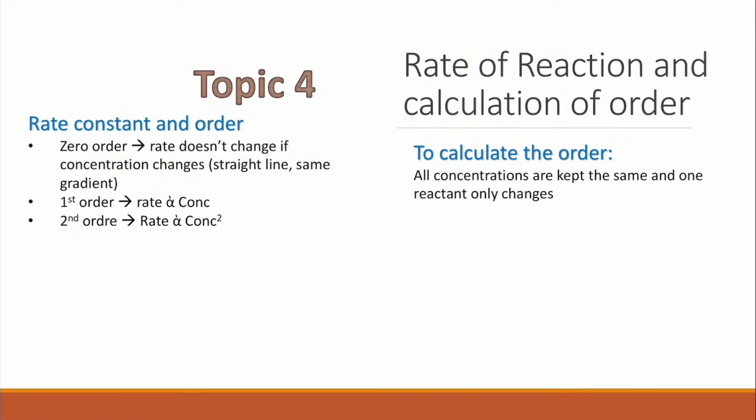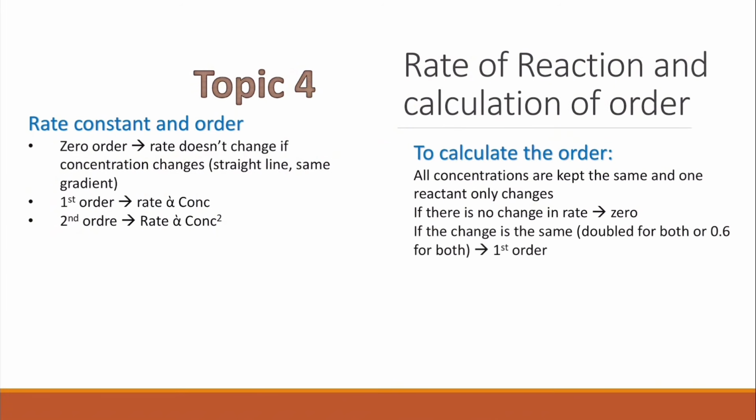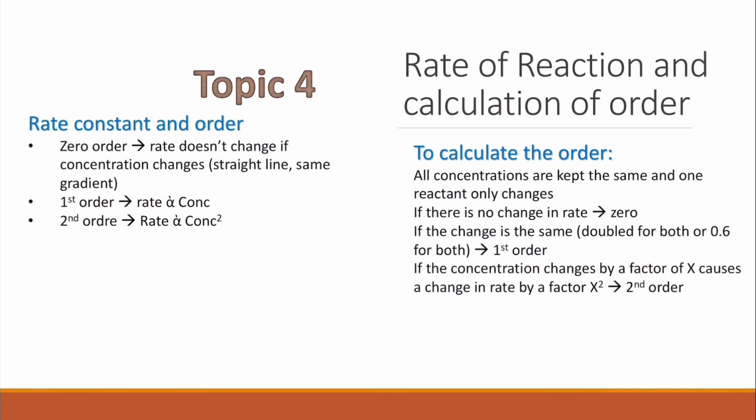To calculate the order, all the concentrations are kept the same except one reactant only that will change. And then you notice after you change that reactant, if the initial rate doesn't change, that means that it's zero order. If the change is the same, meaning if when the reactant is doubled, the rate is doubled, then it's first order. And if the concentration changes by a factor of X and the rate changes by a factor of X squared, then it's second order.